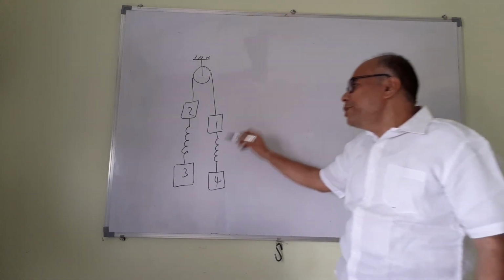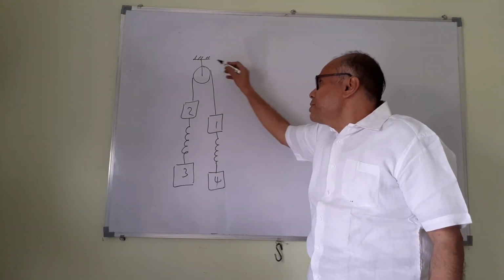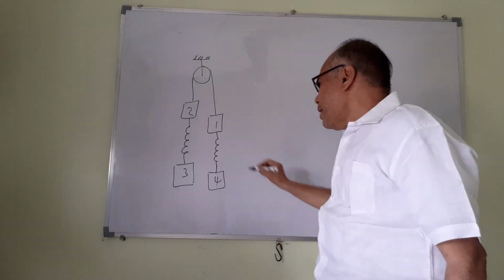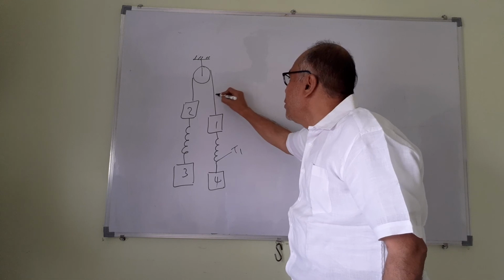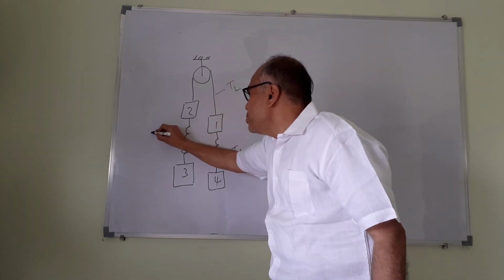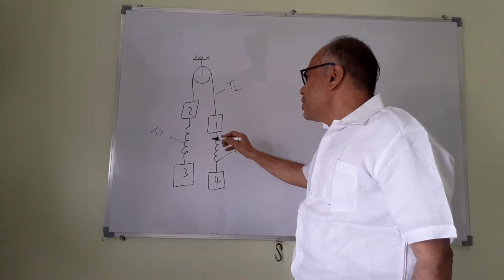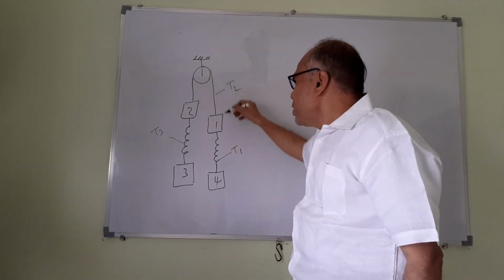So the system will be in equilibrium. 3 plus 2 is 5, and 4 plus 1 is 5. I will call the tension in this as T1, tension in this as T2, tension in this as T3. There are three elements other than the blocks: one string and two springs.